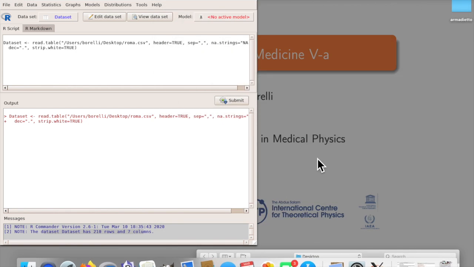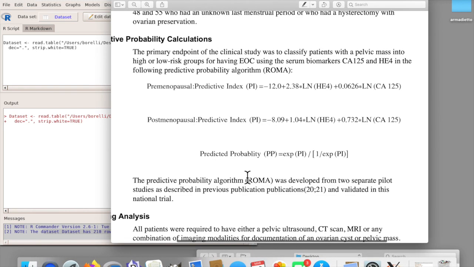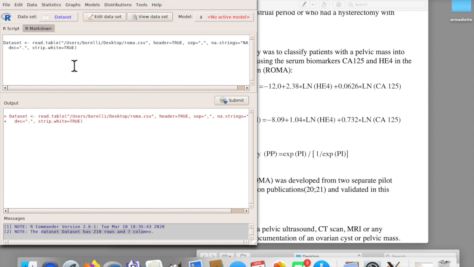And do you remember the paper? Moore and collaborators maintain that the predictive index varies according to whether the patient is premenopausal or postmenopausal. You see, the coefficients are different. What does it mean? Look also at the two points here, this symbol. It means that the menopausal status is a covariate which interacts with the others. There is an interaction. So in the model, Moore considers not the plus sign, but the cross sign. It's very simple to do all this with R Commander. So let's do it.